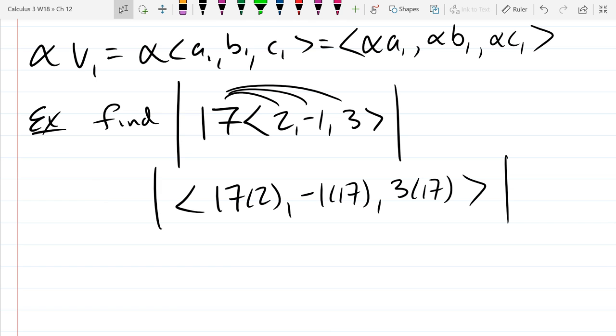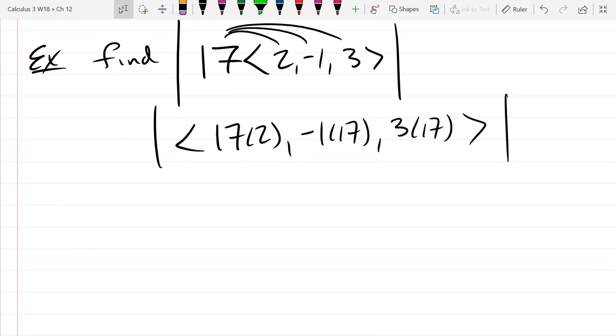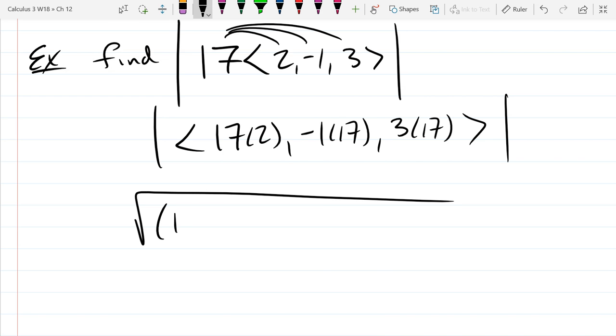All right, I don't need a calculator yet, right? So square each of these, add them together under a square root. Now I'm going to skip writing negatives because I know squaring is going to make them positive.